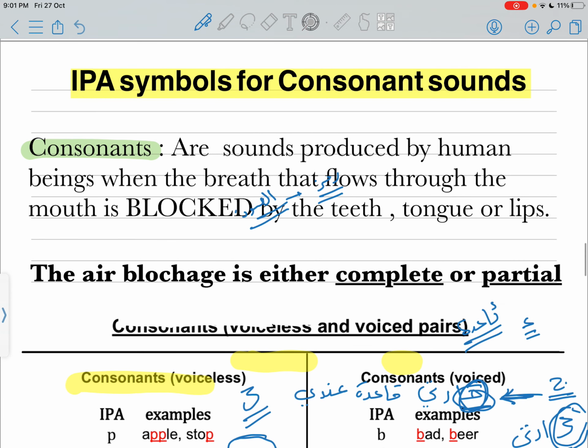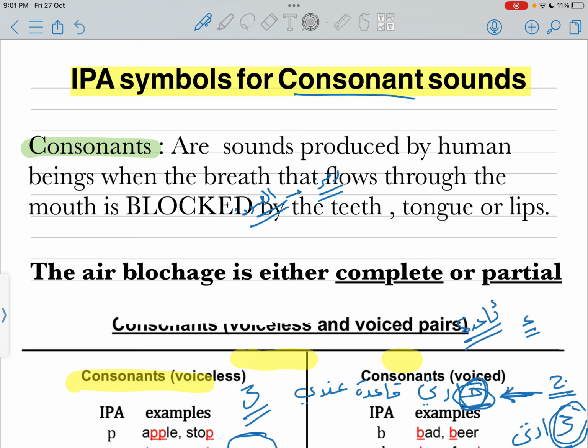So now we will start with the most important topic for this video, which is consonant sounds.